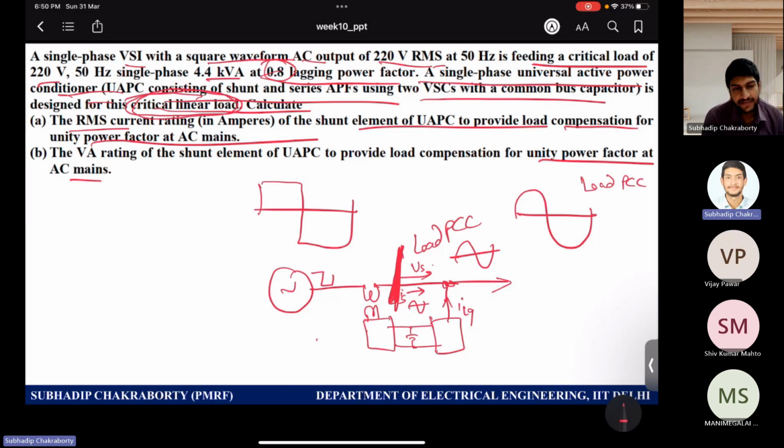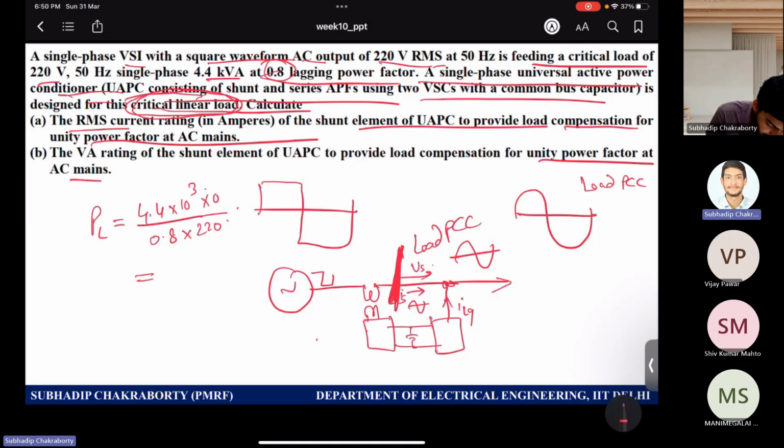So the only thing left is reactive power. The load has some reactive power, that's why we want to compensate. So power, you know, PL is 4.4 into 10 to the power 3 by 0.8 into 220, because this is single phase. Calculate what it is.